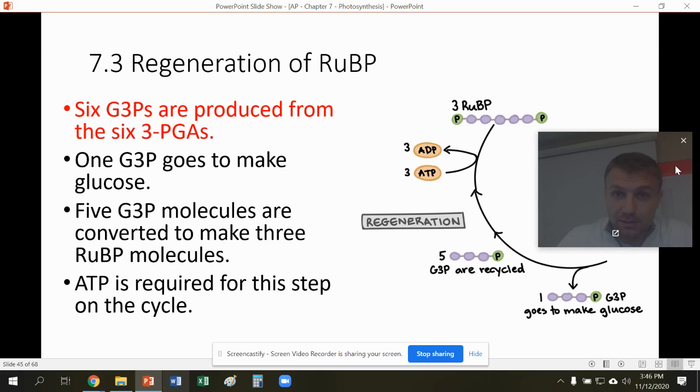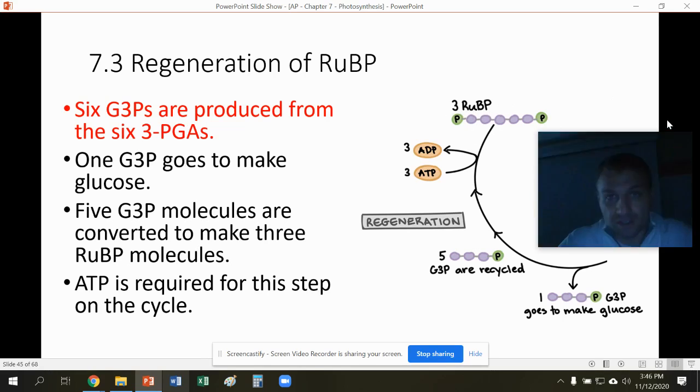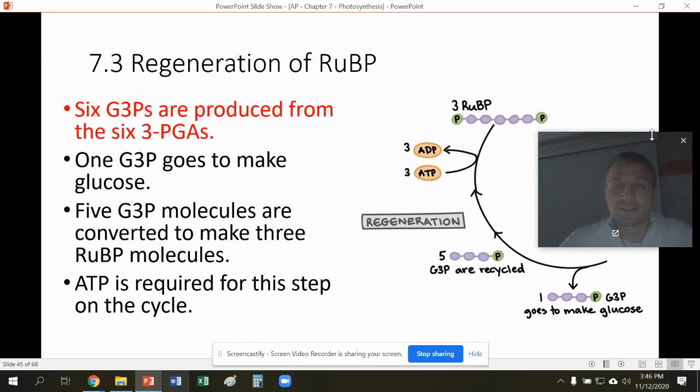Those 3-PGA molecules got turned into G3Ps. So what initially happens is you actually have 3 of those RuBPs that make 3 6-carbon molecules that make 6 molecules of 3-PGA that make 6 molecules of G3P. 5 of those are going to be recycled to make RuBP.